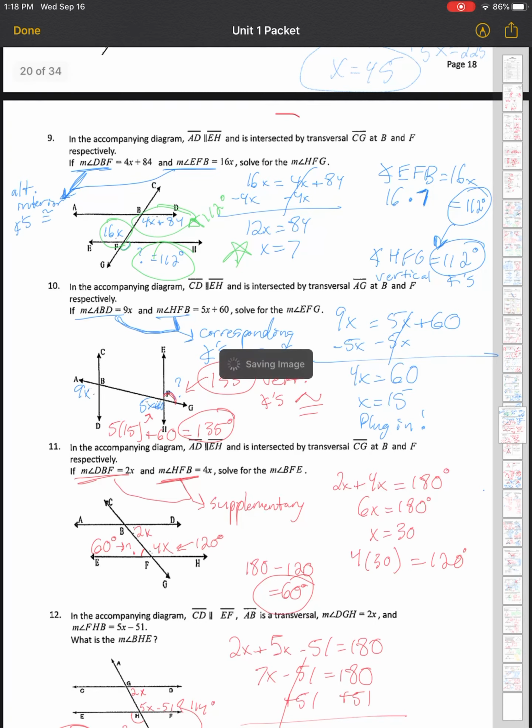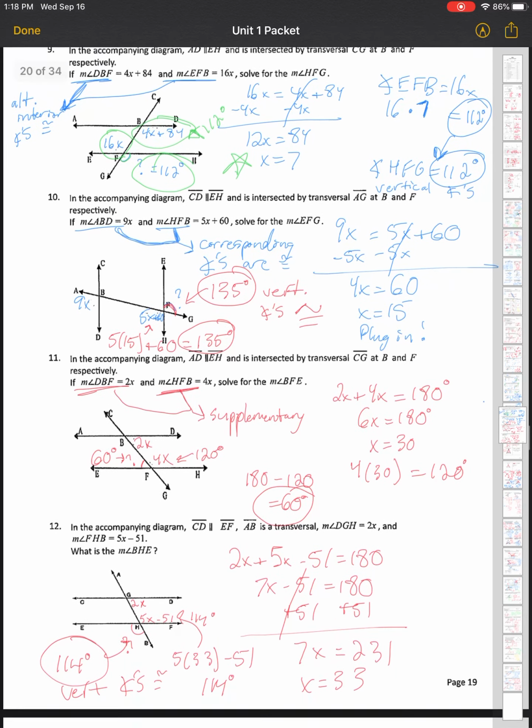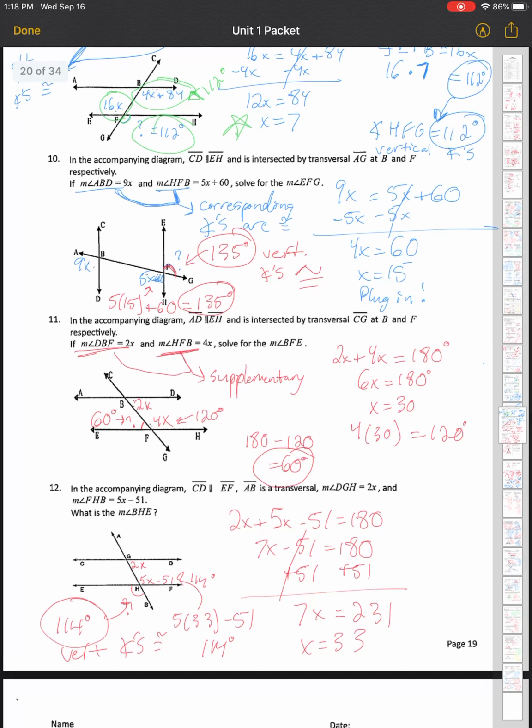Number 10, given that angle ABD is 9x and HFB is 5x plus 60, so they're labeled in the picture. We're solving for angle EFG. So the first thing I'm given is a pair of corresponding angles. So the first thing I do is set 9x equal to 5x plus 60. Then I get x is equal to 15.